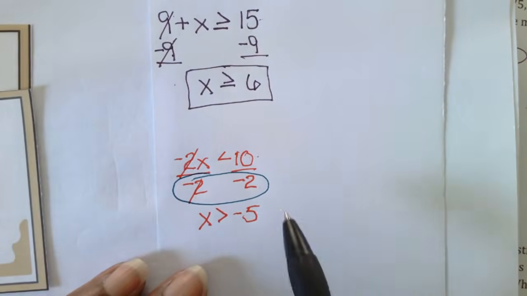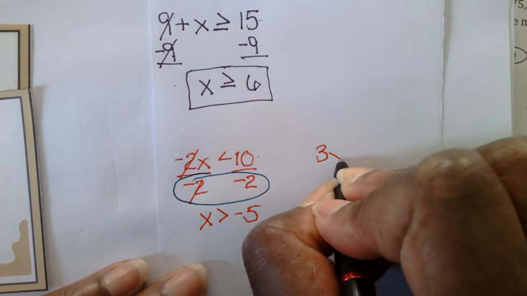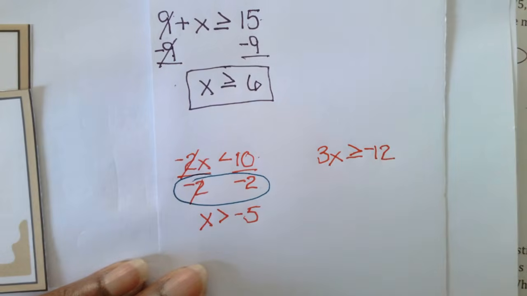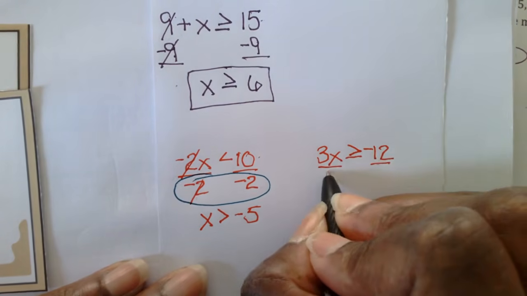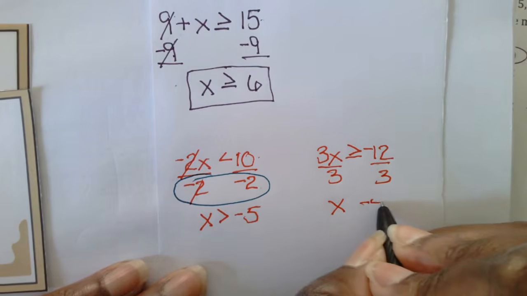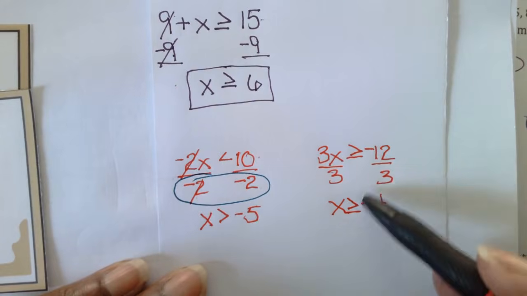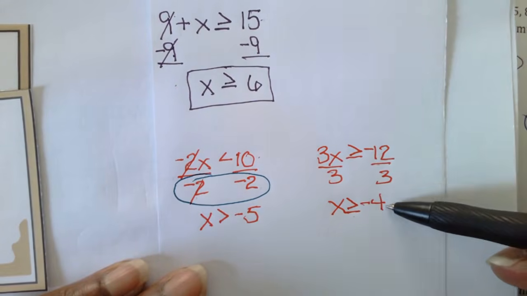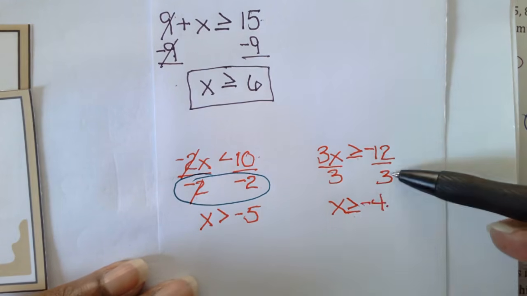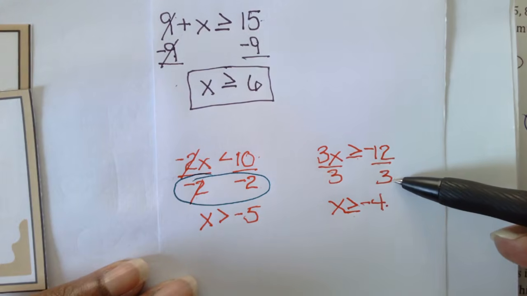It all spans on what you divide by. So if I said 3x is greater than or equal to negative 12, if I divide both sides by 3, I will get x, and I have a negative 4, but my inequality is going to stay exactly the same. Just because I got a negative result doesn't mean that the inequality sign changes, because I divided by a positive 3. This is what gets a lot of people.